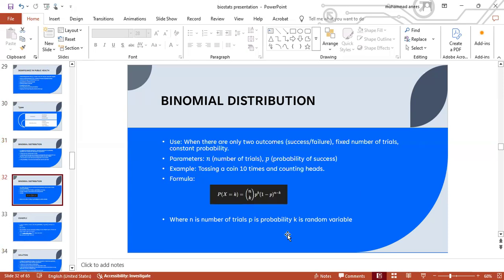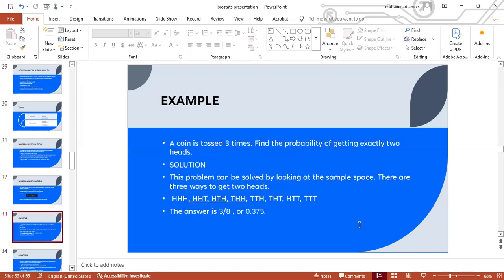This binomial distribution is applied on binomial experiments, and it is used when there are only 2 outcomes, like success and failure, with a fixed number of trials and constant probability. Parameters: n is the number of trials, p is the probability of success, and k is the random variable. Example: tossing a coin 10 times and counting heads. The formula is as follows. In this formula, n is the number of trials, p is probability, and k is the random variable.